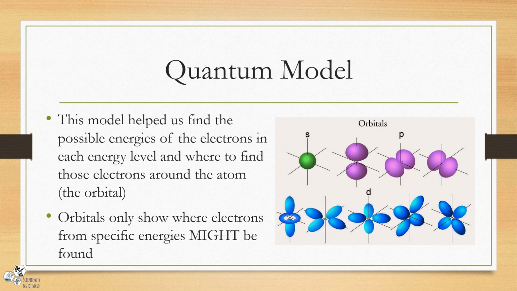Now, as we kept getting more information and new discoveries were made, particularly those of Schrödinger, you may have heard of him with his famous cat, we developed the quantum model. And this model helped us not only find the possible energies of the electrons and their energy levels, but where to find those electrons. And that's what the orbital is. So it's the probable location or the possible location of an electron as it's orbiting the nucleus. They show where the electrons might be found depending on their energy level.